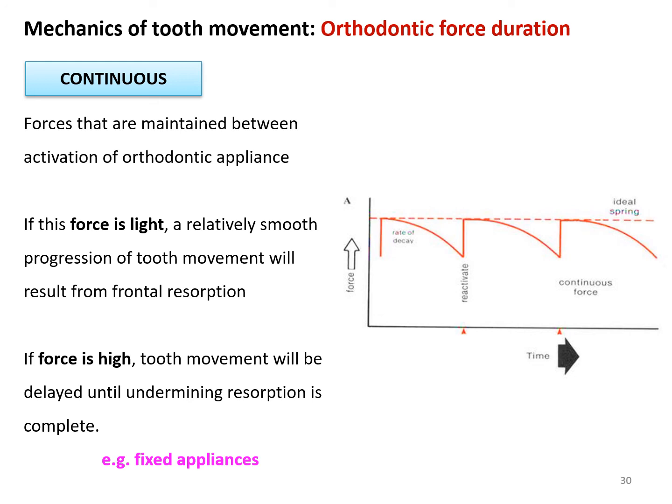So there will be a smooth progression of tooth movement. However, if the force is high, so it will result in an undermining resorption and also excessive areas or zones of hyalinization, and so the tooth movement is delayed. So if you apply light continuous force, there is frontal resorption and the teeth can move smoothly. Okay, so this happens when we use fixed appliances.